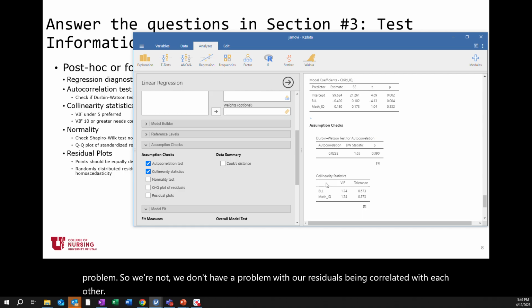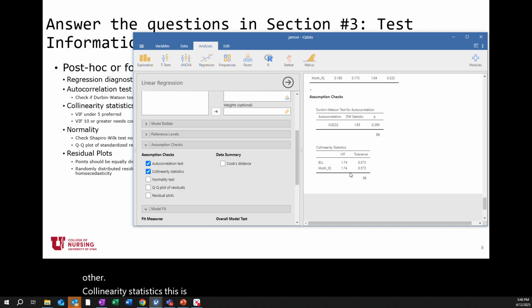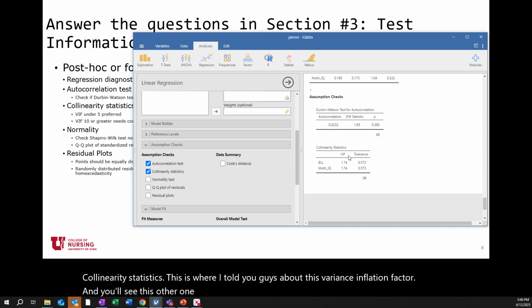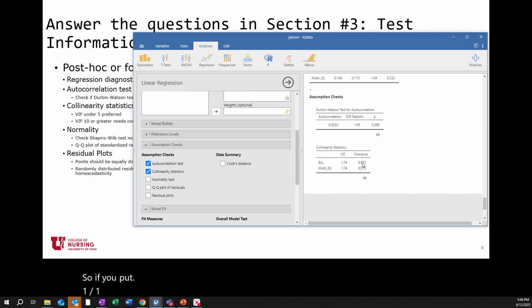Collinearity statistics. This is where I told you guys about this variance inflation factor, and you'll see this other one called tolerance. These are actually just inverses of each other. So if you put 1 over 1.174, you'd get this 0.573. So this is a test for looking for collinearity.